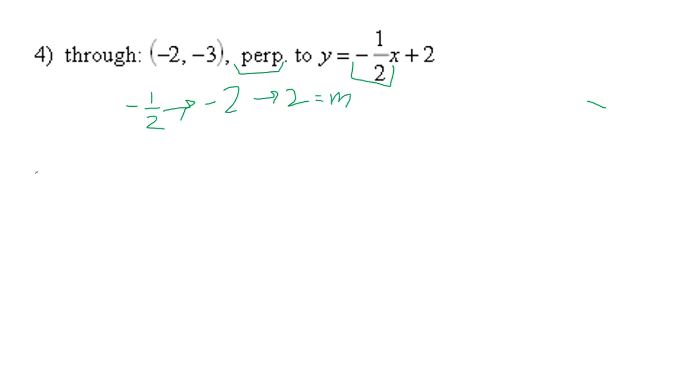Then we just plug it in like normal. So -3 equals 2, our slope, times x, which is -2 as well, plus b. 2 times -2 makes -4. Subtract 4 from both sides. B equals -7. Oh my goodness, that's awful writing.